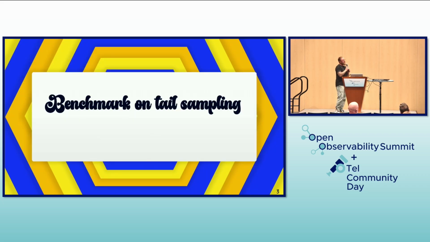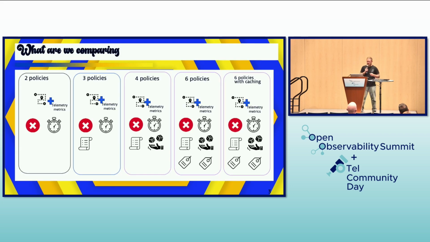To understand what would be the right settings for tail sampling, I did a small benchmark. So let's go for the benchmark. The first question that I had when I did that benchmark was: does the number of rules in tail sampling impact the resource consumption of my collector?